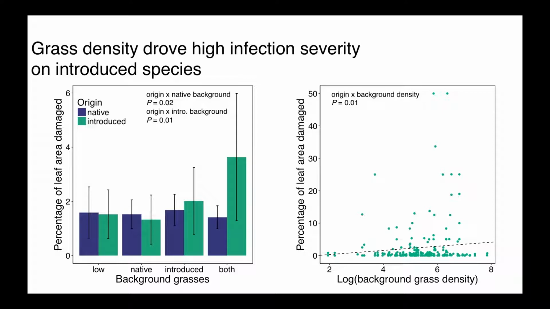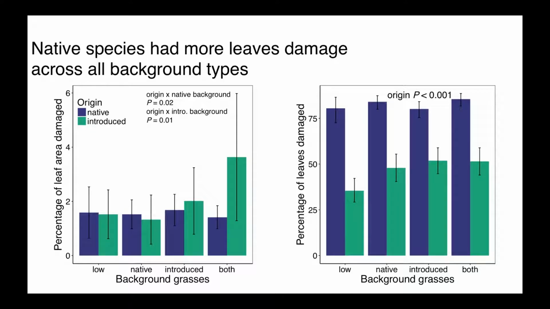And because these introduced species are annual grasses and they're more likely to occur in high densities, we can think of this as sort of a feedback of the introduced species on itself. If we look at the other metric of damage, percentage of leaves on an individual plant that are damaged, then we see a lot higher on the introduced grasses. I'm sorry, the native grasses.